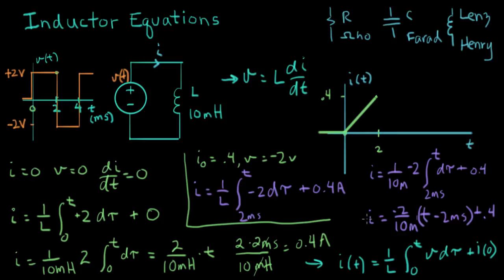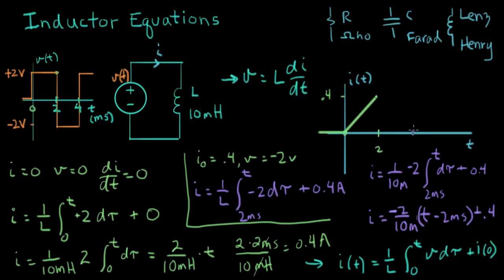And again, we have the equation of a line. There's a constant times t, followed by a constant. And this is basically a sloping line. It has a negative slope, and the slope is negative 2 over 10 millis, which is just the opposite of what we had over here. We had 2 over 10 millihenries. So it's the same looking kind of line.